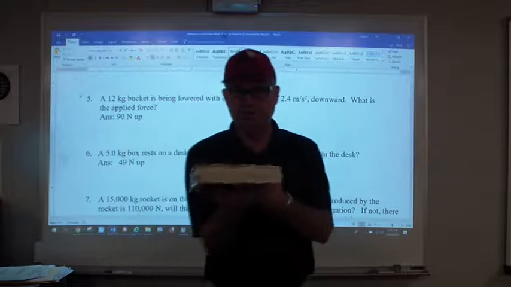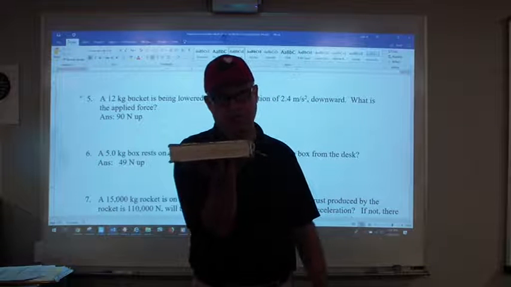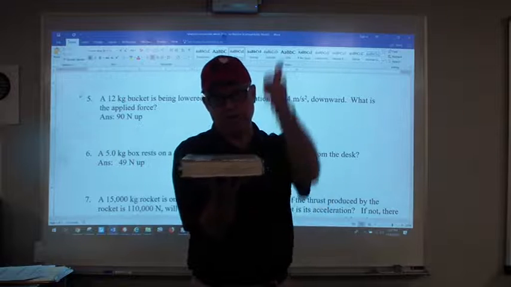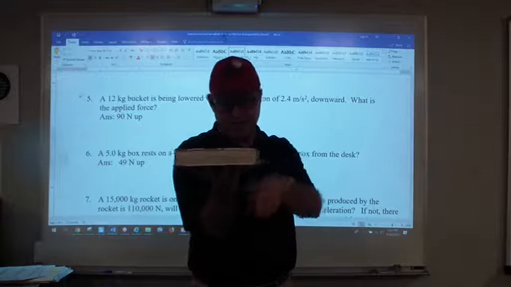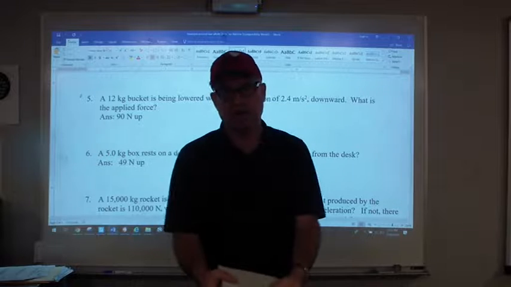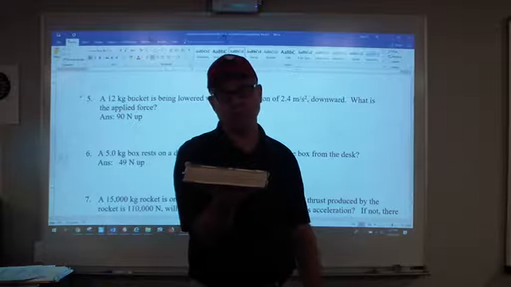Let's say my hand is the desk, okay? The book rests on the desk. I want to know the normal force of the desk on the book. Well, if my hand's the desk, my hand puts a force upward on the book, because gravity's pulling it down. It ain't dropping anymore, so I must be pushing back up on the book. We call that the normal force, once again.